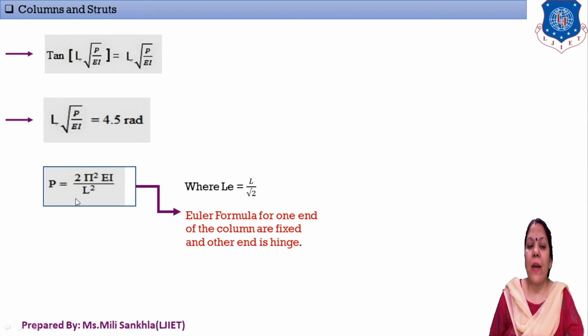This is our final equation for the column with one end fixed and the other end hinged, and here our effective length LE is equal to L by root 2. Our derivation of Euler's formula for the column with one end fixed and the other end hinged is complete here. In the next session we derive our last derivation: one end of the column is fixed and the other end is free. We stop here for now.